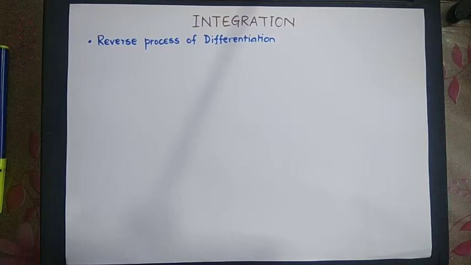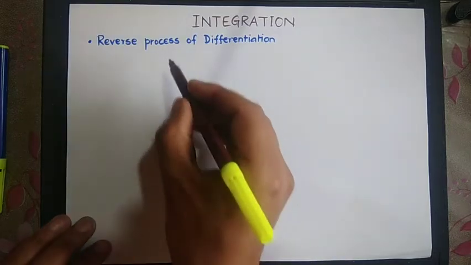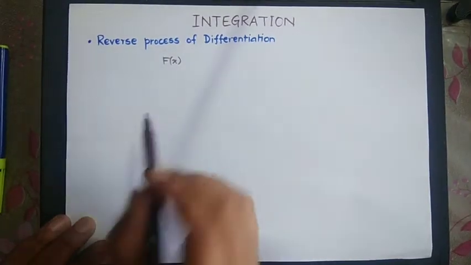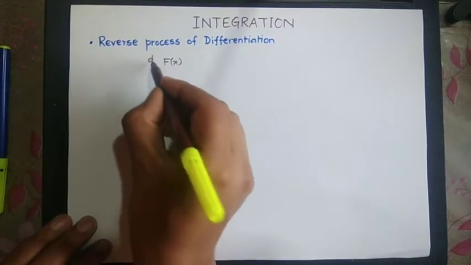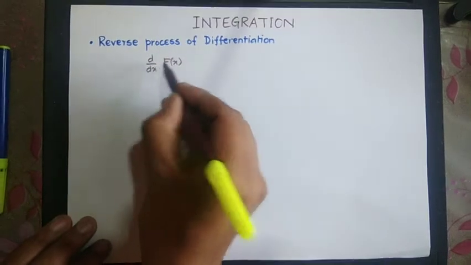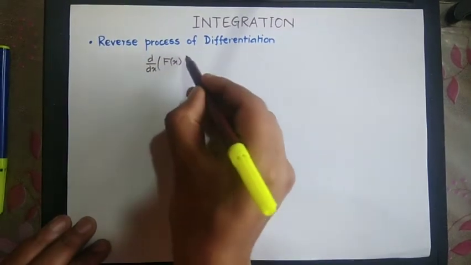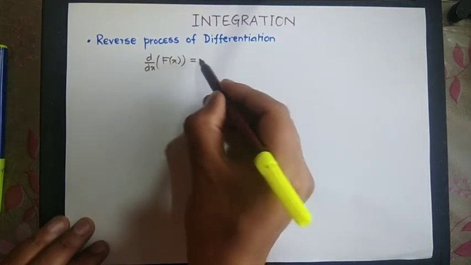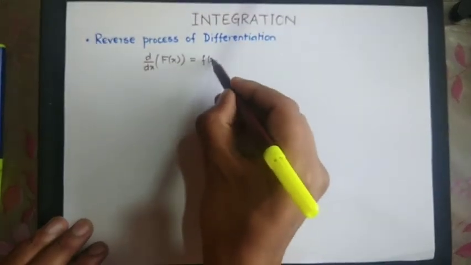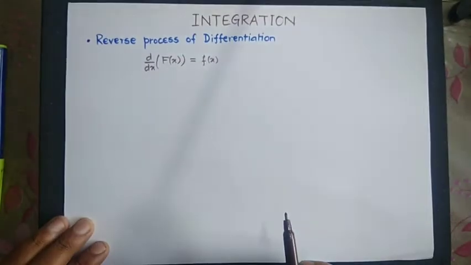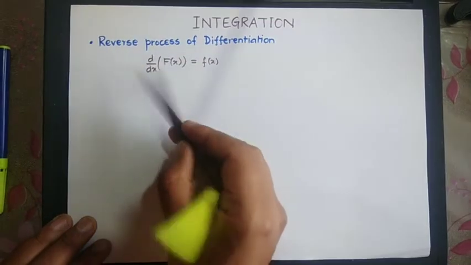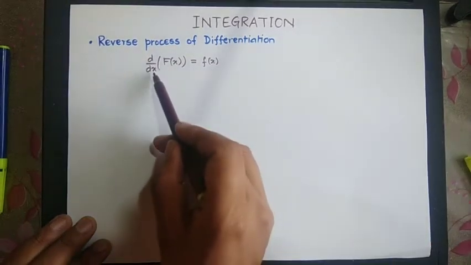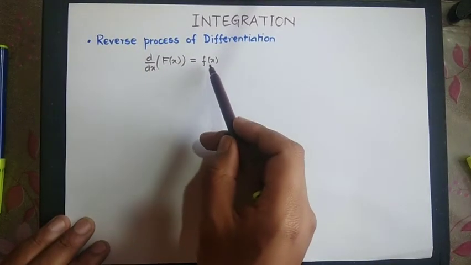For example, let me consider a function F(x). If I differentiate this function with respect to x, let us assume that I am getting f(x). So capital F(x) is a function, and when I differentiate capital F(x) with respect to x, I'm assuming that I'm getting small f(x).